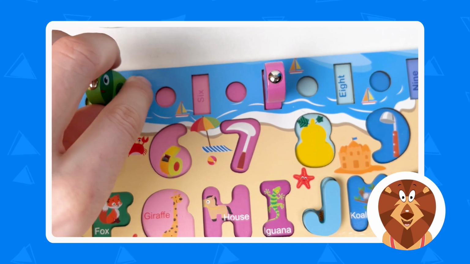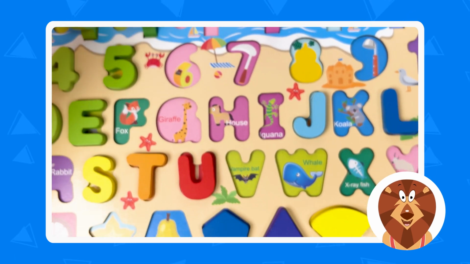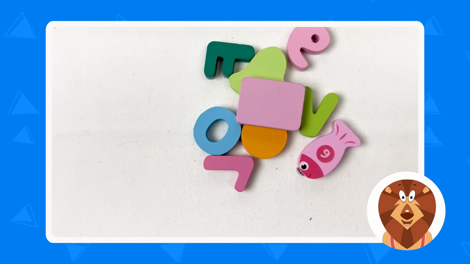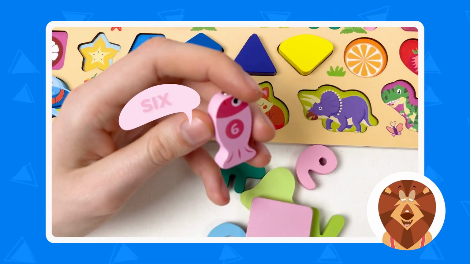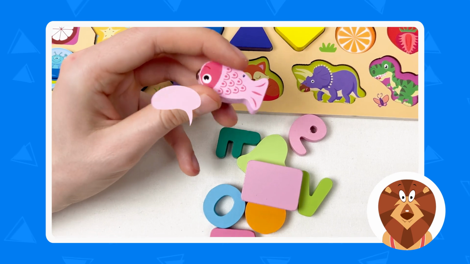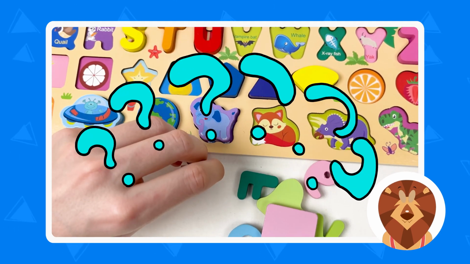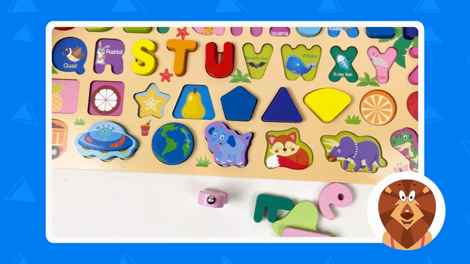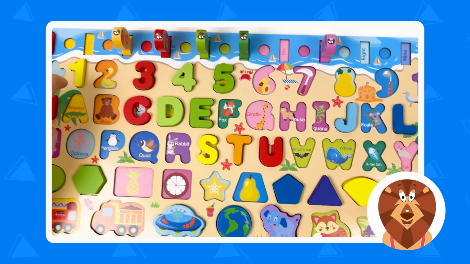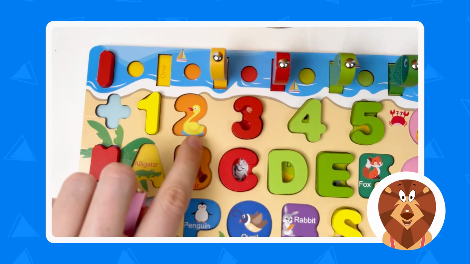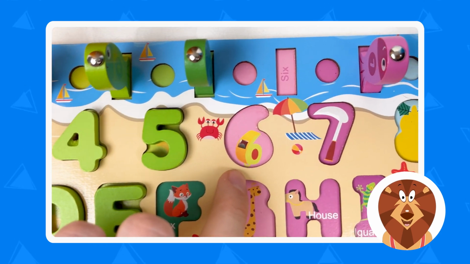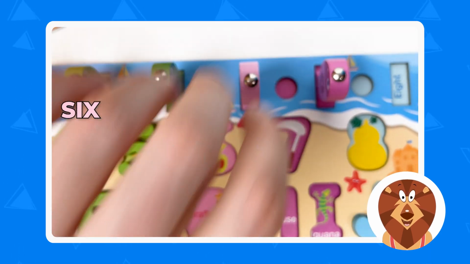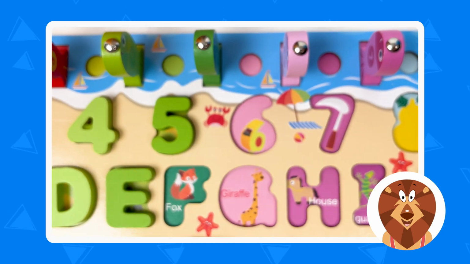Great. Let's continue. Okay, and the next one is the number 6. Great. And let's see where we can place the number 6. So we have here the number 1, 2, 3, 4, 5, and 6. Great. And let's pick the next one.